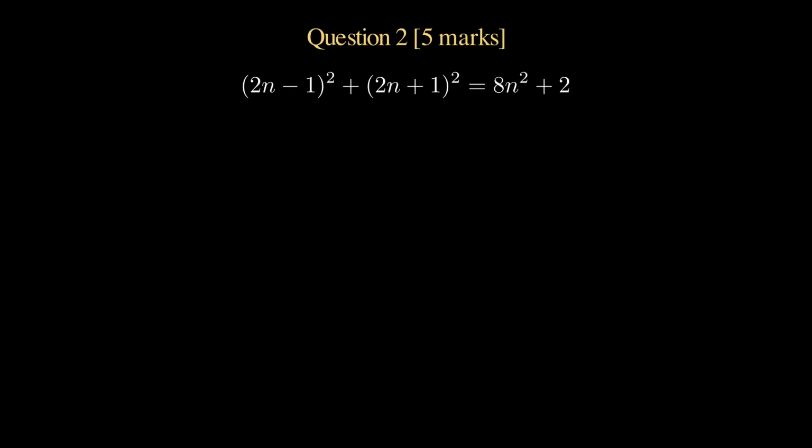Part A. Show that (2n-1) squared plus (2n+1) squared equals 8n squared plus 2. Expanding both squares, 4n squared minus 4n plus 1, plus 4n squared plus 4n plus 1. The minus 4n and plus 4n cancel, giving 8n squared plus 2, as required.